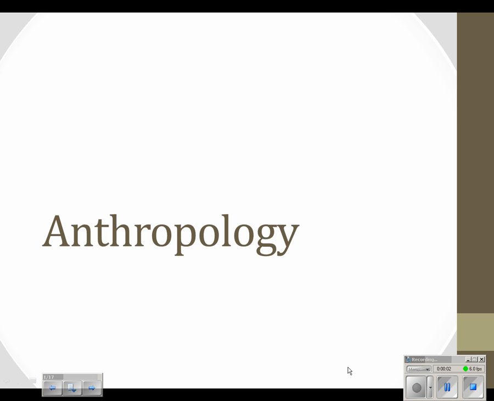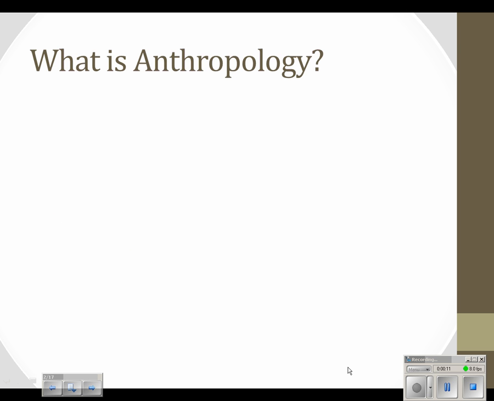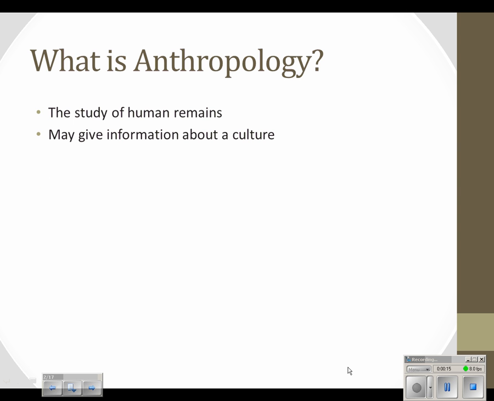In this lecture, we'll look at anthropology, and this particular section will be anthropology through just structure of bone. Anthropology is actually the study of human remains, and it may give information about a specific culture, as well as being able to learn about death. So if a mass grave were found, for example, the bones can be studied to figure out what was the cause of death, what was the time of death.